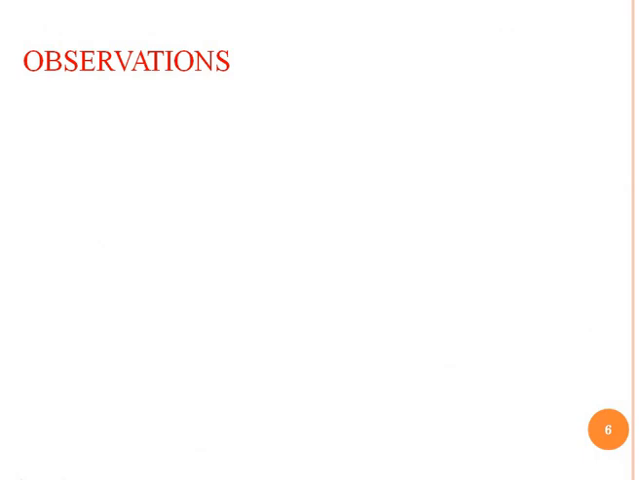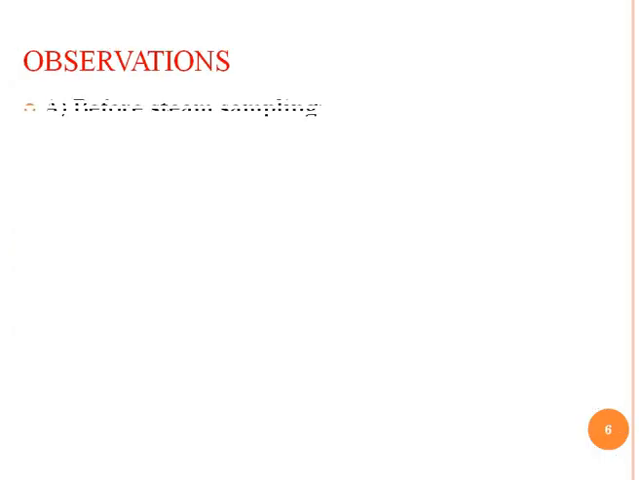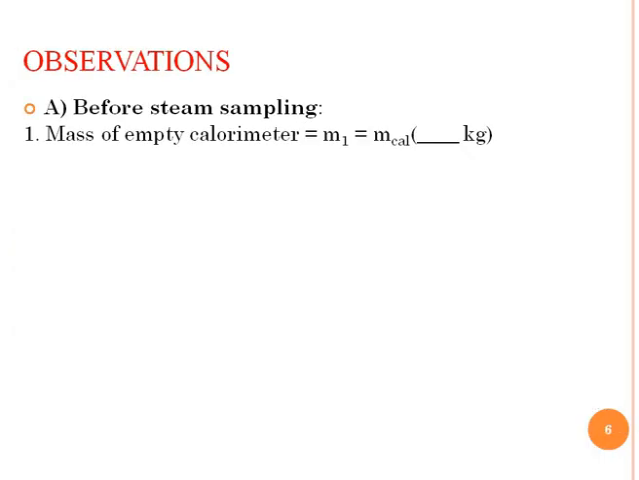Now before doing the actual experiment to find the dryness fraction, we will have to take a few observations before sampling the steam inside the calorimeter. Which are these observations? We have seen in this figure that number 1 is the copper calorimeter. So what is its weight? We will have to measure its weight first when it is empty. Let us say M1 is the weight. So the first observation, before sampling, is mass M1, that is the mass of the copper calorimeter, mcal, in kilograms.